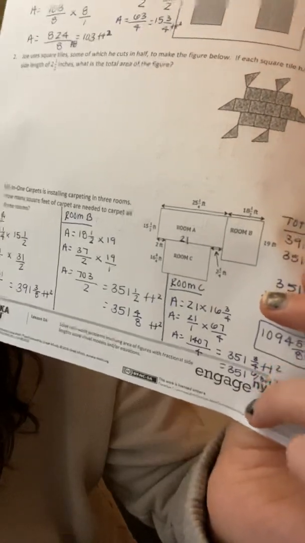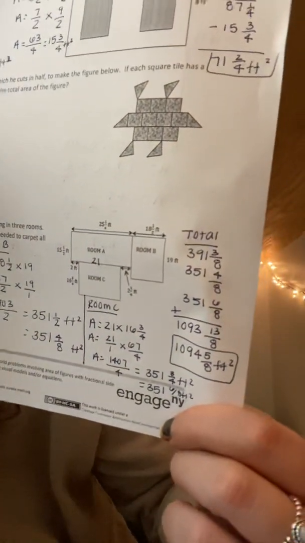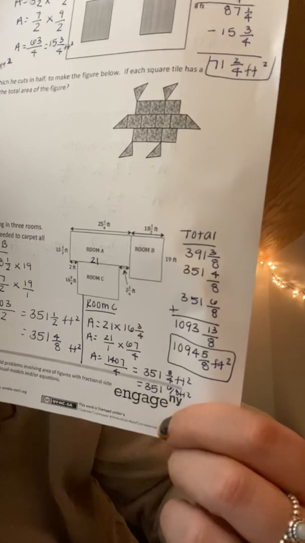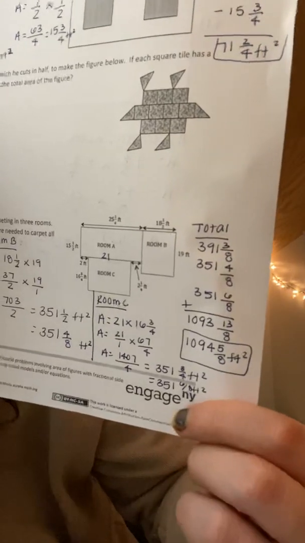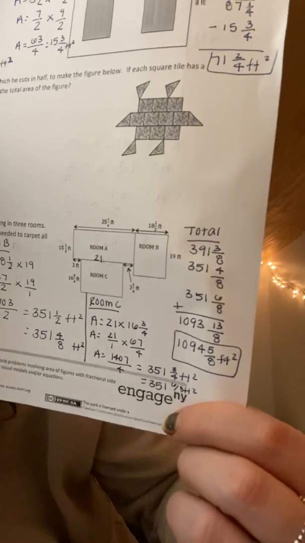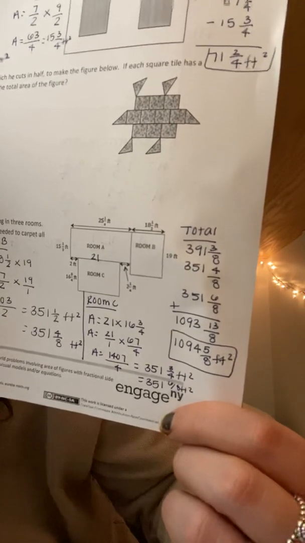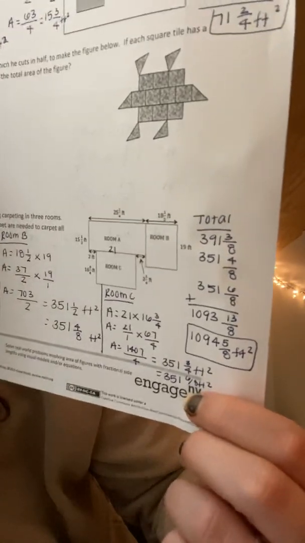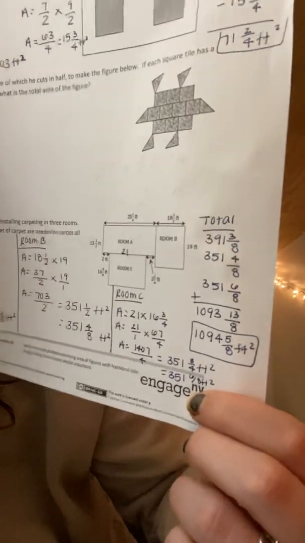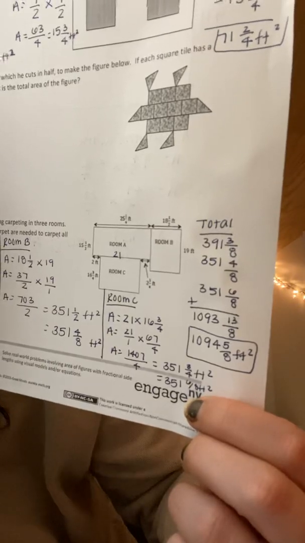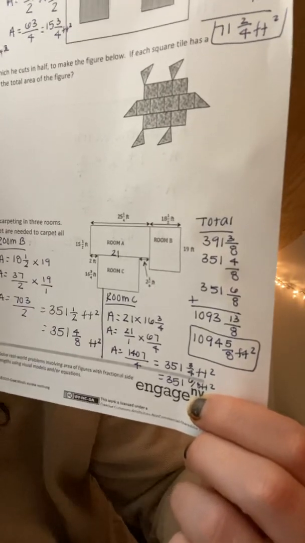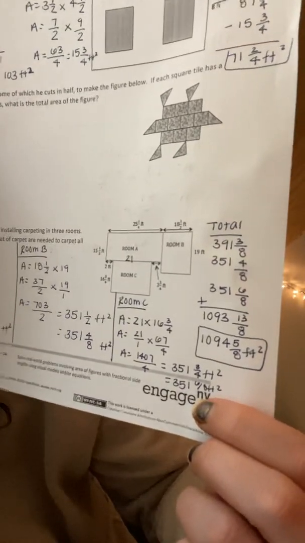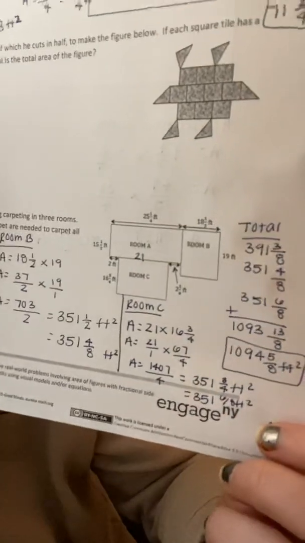When I took those two numbers and multiplied them together, I got 1,407/4. And when I divided those two numbers, I got 351 and 3/4 feet squared. And like I said, I want to make that denominator into eighths, so I just took the numerator and denominator and multiplied them by 2. So I got 351 and 6/8 feet squared.